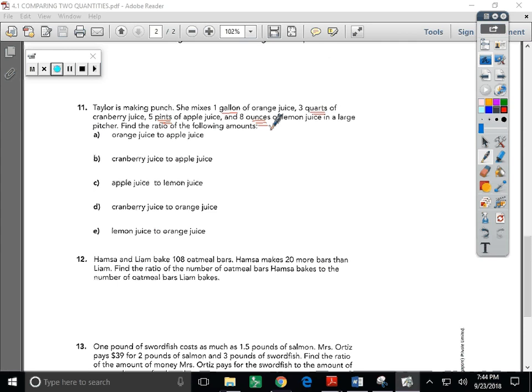So let's talk for a quick minute. Could we take each of these ingredients and turn them into the smallest type of unit that's listed? Here I have my OJ for orange juice. I have my CJ for cranberry juice. I have my AJ for apple juice. And I also have my LJ for lemon juice. So I'm doing some really quick coding just to keep track of things. How much orange juice did we have? Oh, 1 gallon. How much cranberry juice did we have? 3 quarts.